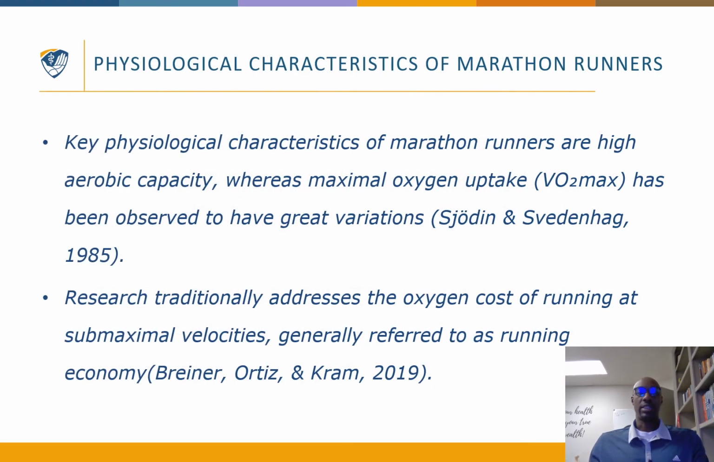Some of the key physiological characteristics of marathon runners is a high aerobic capacity. This aerobic capacity is known as VO2, of which there is a submaximal VO2 as well as a maximal VO2, and these are observed at great variations. Research traditionally addresses the oxygen cost of running at submaximal velocities.